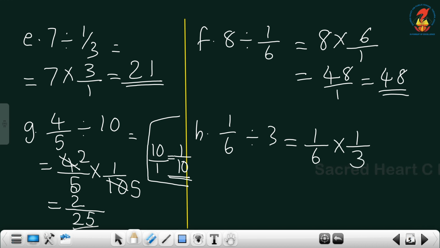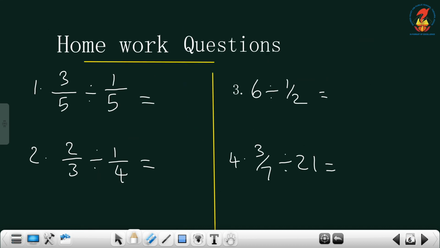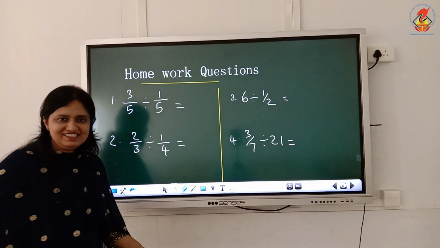Okay. And the next one is 1 by 6 divided by 3, so we multiply by 1 by 3, the reciprocal of 3, right? After that, did you see any common factor for numerator and denominator? No. See, here 6 and 3 both are in the denominators only. So you can multiply simply and write the answer here. 1 by 6 into 1 by 3 equals 1 by 18 only. Okay. And is it easy, children?